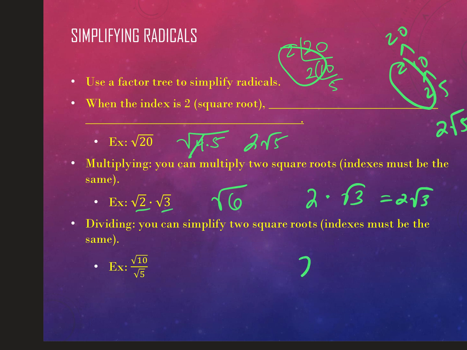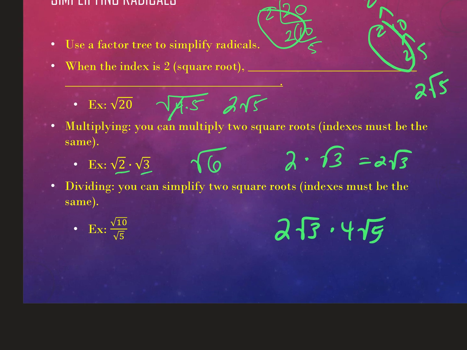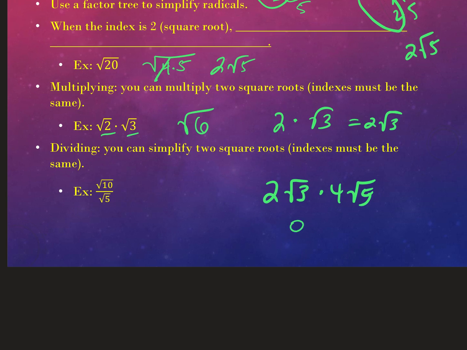If you were going to say like 2 square root of 3 times 4 square root of 5, what can you multiply together? If you were going to multiply these two together, 2 root 3 times 4 root 5, what would you multiply together? The 2 and the 4, both things on the outside, so 2 times 4 is 8, and then 3 times 5 is what? 15. Square root of 15 goes on the inside. All right, does that make sense?